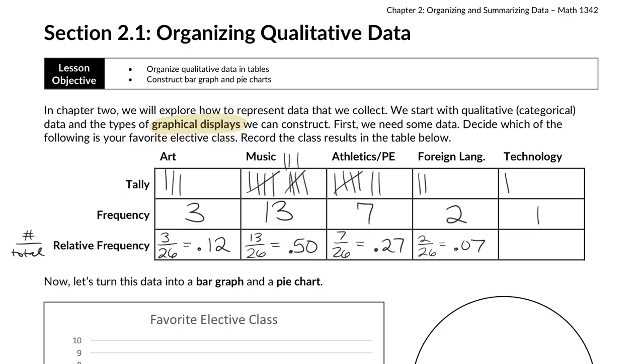0.07, and then 1 out of 26. Oh, you're right. And 1 out of 26 is 0.04. So again, we have taken the raw data of our responses from the class, that was the tally marks. We created a frequency distribution, counted the responses, and we created a relative frequency, which is a proportion of those responses for our entire sample.